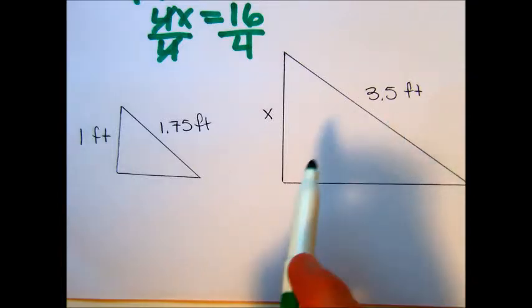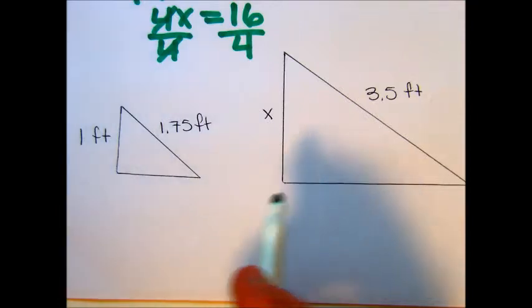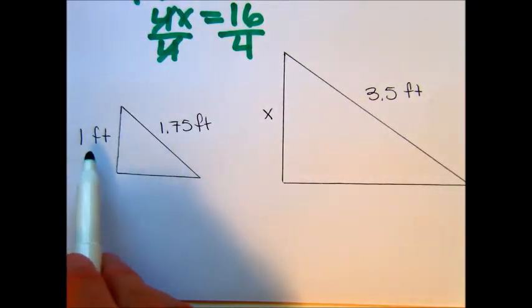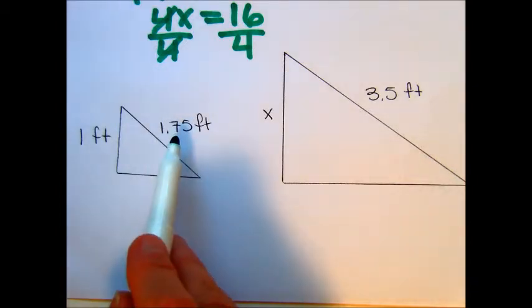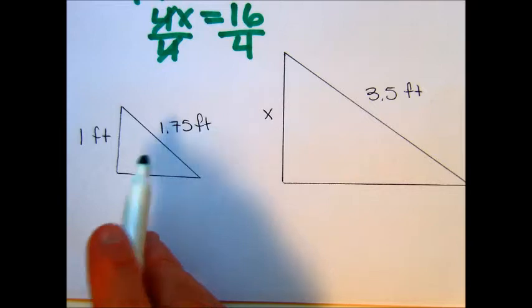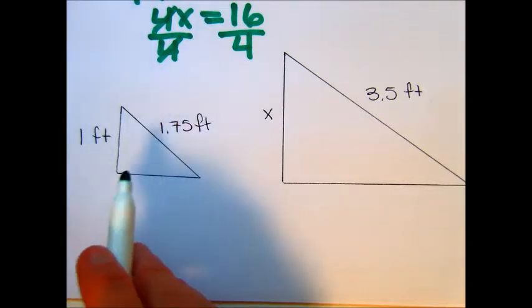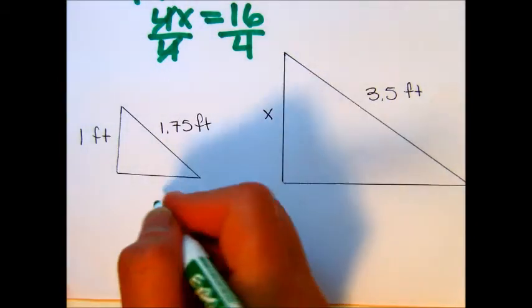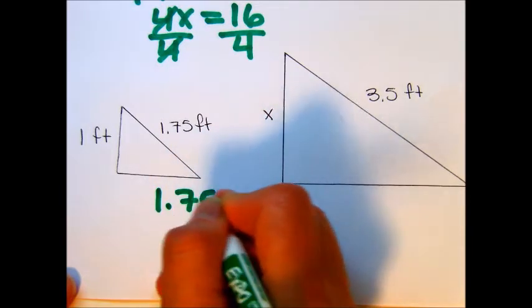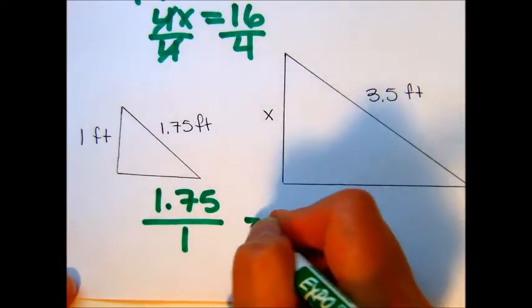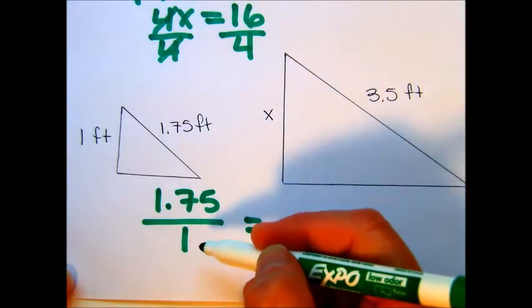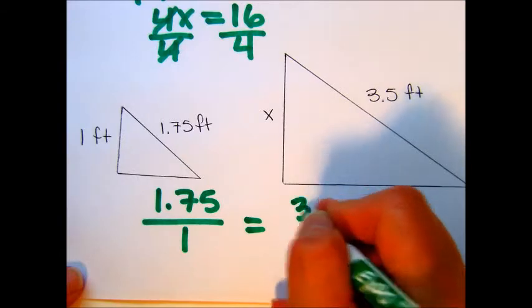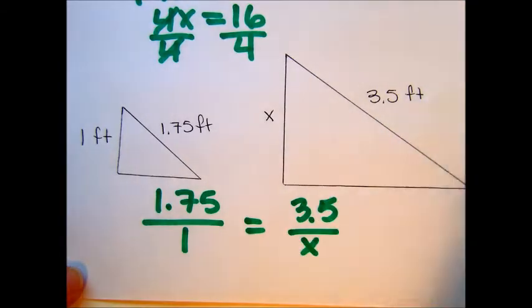Again, we're going to set up proportionate ratios. And it doesn't matter if you put your larger number on top or your smaller number on top. Just to make it interesting, I'll go ahead and put the larger number on top because it's a little different than the last one. You're going to come up with the same answer. Just be consistent when you make your second ratio. So in the top, I'm going to have 1.75 over 1, the hypotenuse over the height. Same here: the hypotenuse is 3.5 over our unknown.